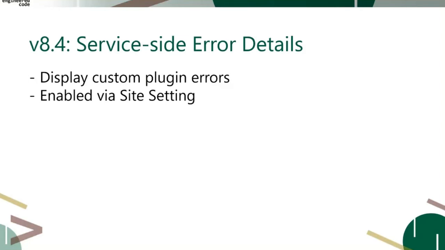Now, a lot of the times, custom plugin errors are showing up in Ajax requests, so the user may not be seeing them. You're not going to get even the generic error page in those cases. So what they've done is, via site setting, you can turn it on so that if one of these custom plugins does generate an error, you will see the error on the page. Just of note, what you'll see is only the exception message.